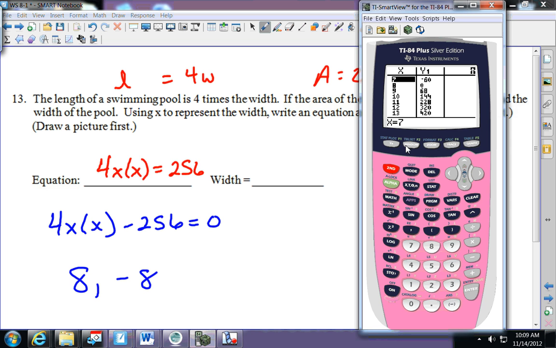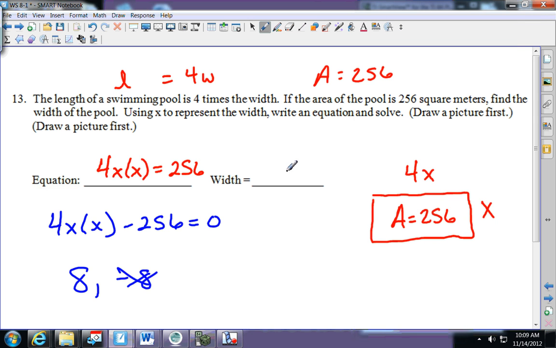Okay, so if I went back there and looked at negative 8, and this is when you just have to search through there. You either have to factor or you have to search through it. Well, on these two factors, which one can it not be? Negative 8. So my width is 8.